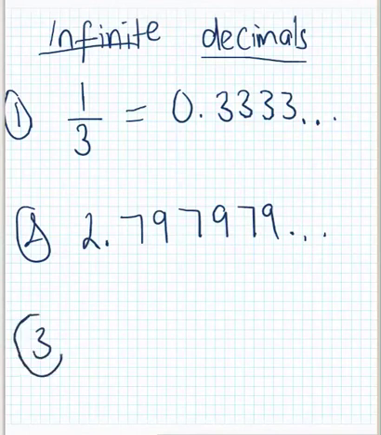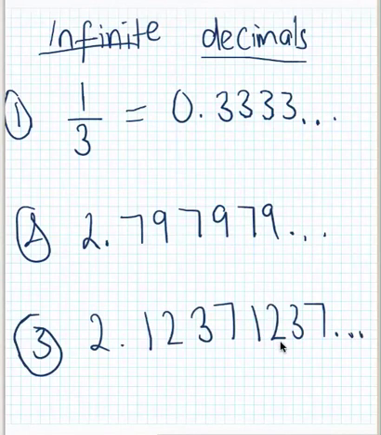So let's try a third one. With the third one, what pattern do you see? We've got 2 point, so we're looking at the pattern in the decimal part. Don't worry about the whole number, look at the decimal part. What's the pattern that you see? Well, we can see that the pattern is 1, 2, 3, 7. And these dots here are saying it'll keep going forever and ever. And it'll never stop.